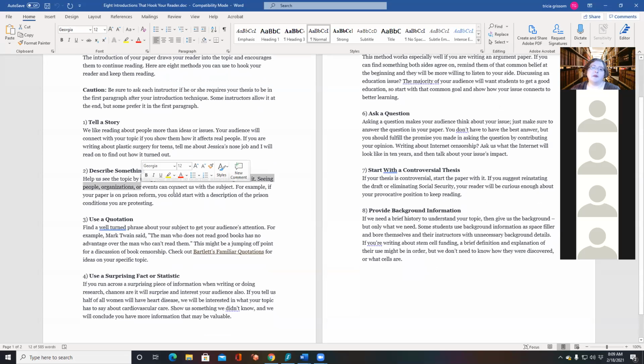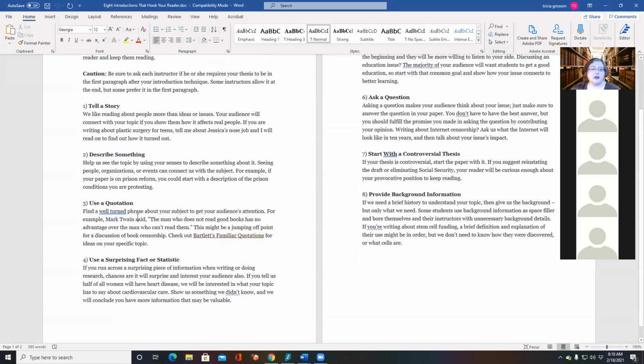Okay. Describe something. So maybe your paper's on prison reform. And if there's a need to reform it, obviously there's something wrong. You can describe to us the terrible conditions that you believe need to be addressed. And that gets us into your essay and also provides some evidence of what you're talking about.